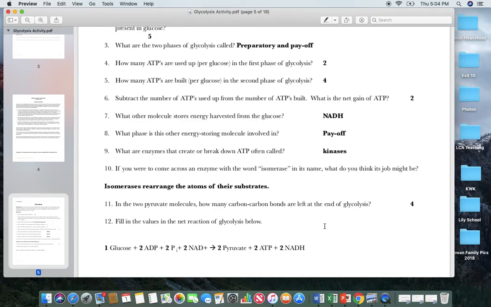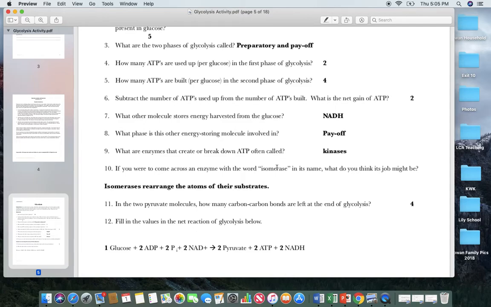Remember, we use 2, but we make 4, but that's a net of 2. So that's the next answer. How many ATPs are built per glucose? That's 4. Subtract the number of ATPs used up from the number of ATPs built, and that is our net gain of 2.